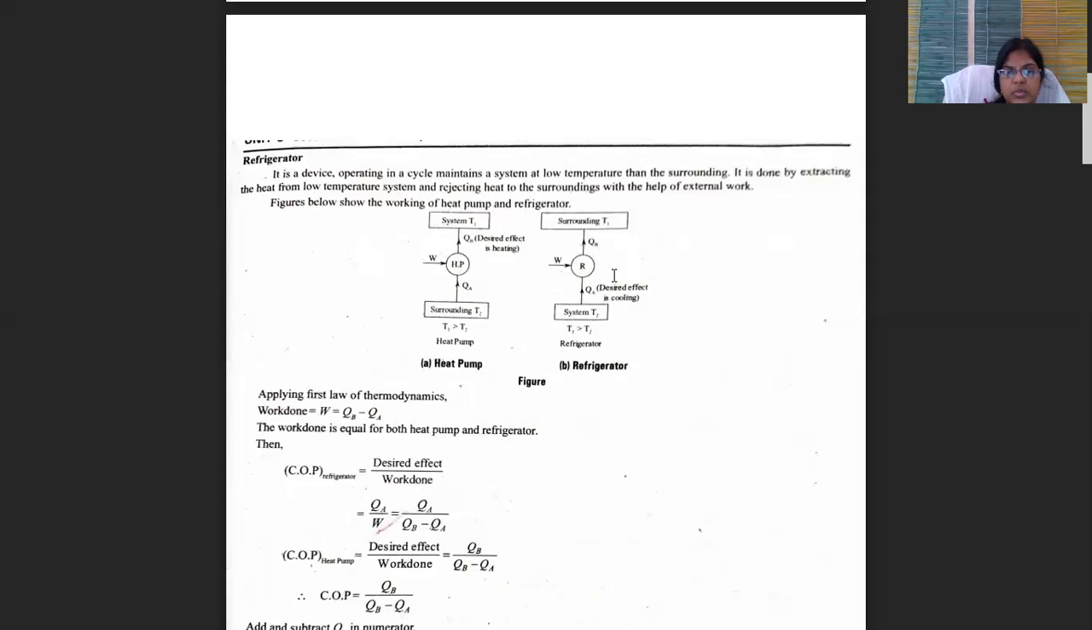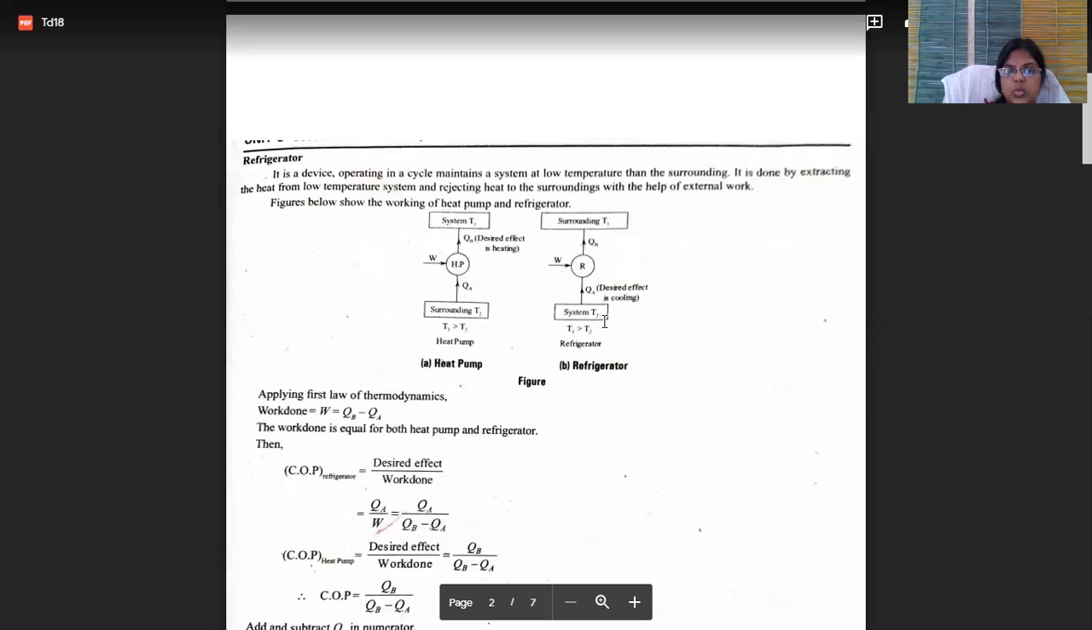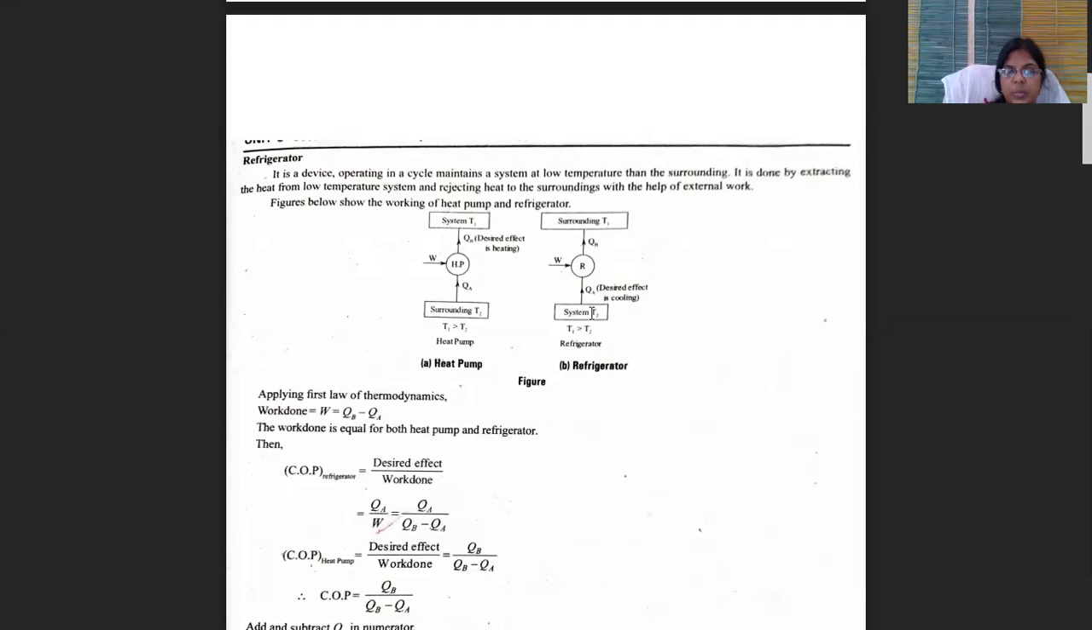Here this is our refrigerator. What is our system? Our system maintains a lower temperature compared with the surrounding. So here our sink is our system, and here in the heat pump our source is our system. So this is sink, our system, and this is source. And we remove the heat from the sink.